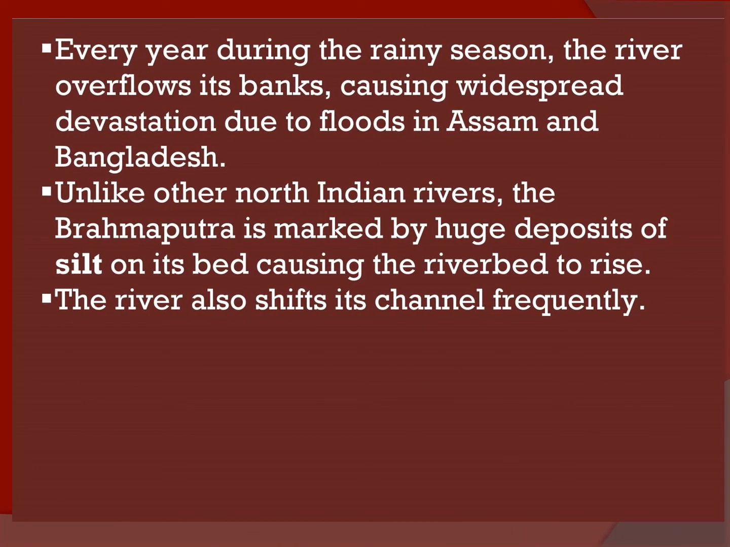The Brahmaputra does cause some problems though. Every rainy season, the river gets more water than it can contain, so it overflows its banks. So this causes floods in Assam and Bangladesh. And as you expect, these floods cause a lot of widespread devastation. The difference between the Brahmaputra and other North Indian rivers is that the Brahmaputra is marked by the silt deposits on its bed. This causes the riverbed to rise, and the river also shifts its channel frequently.